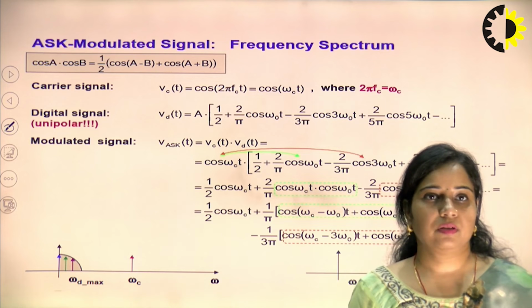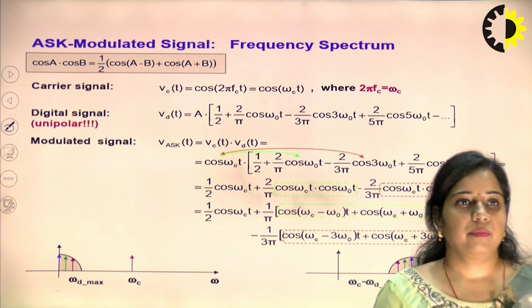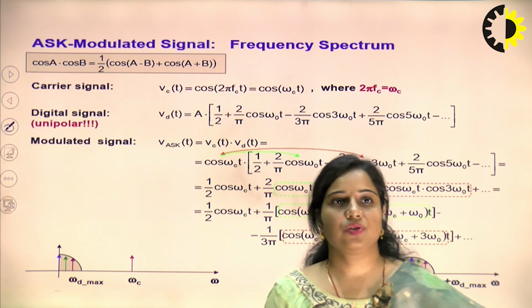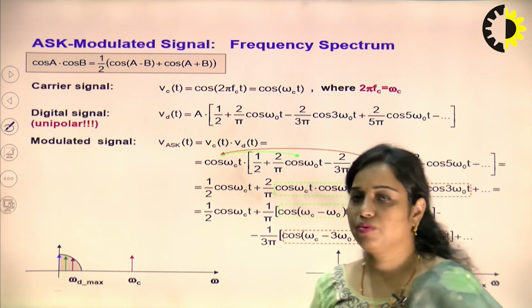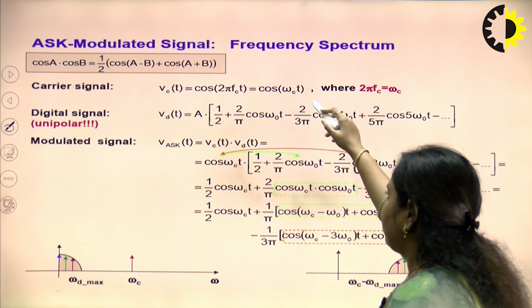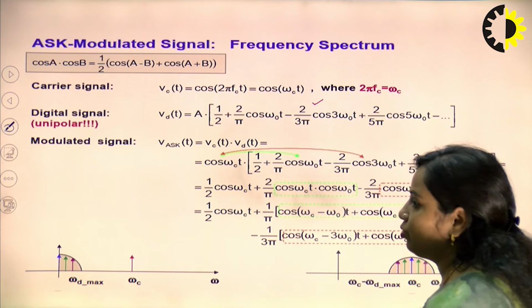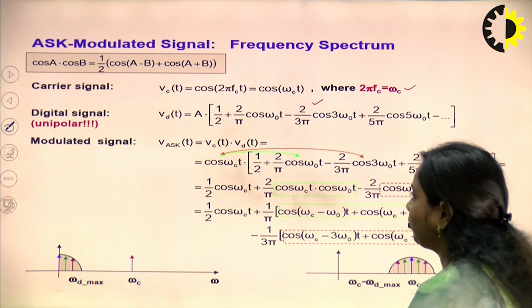Now, this is some mathematical expression that we can consider for ASK to plot its spectrum. First we will see the carrier signal, which is denoted by the formula Vc(t) = cos(omega_c t), or in short it can be written as cos(2 pi f_c t) also, where 2 pi f_c is replaced by omega_c.